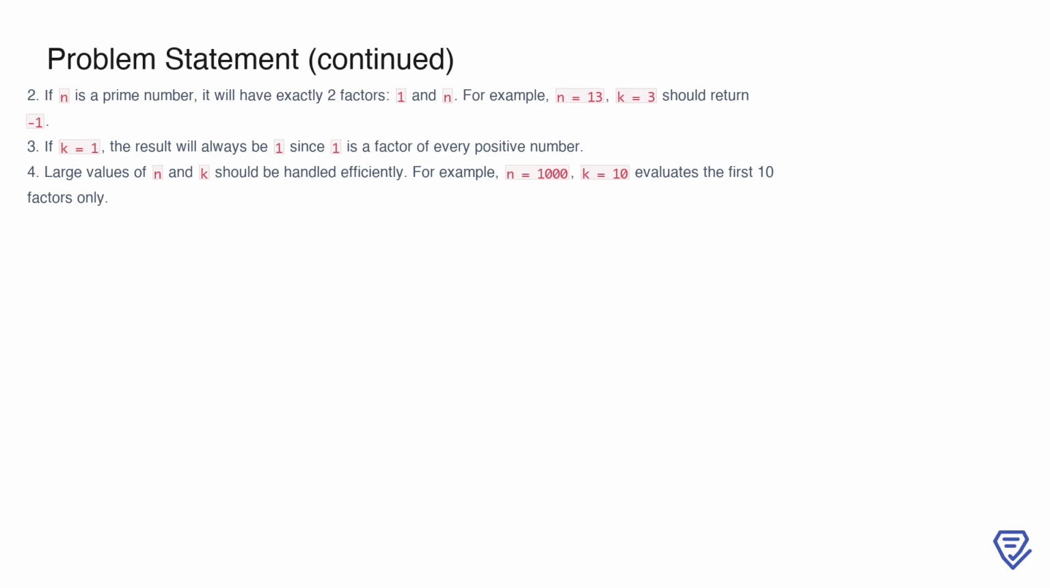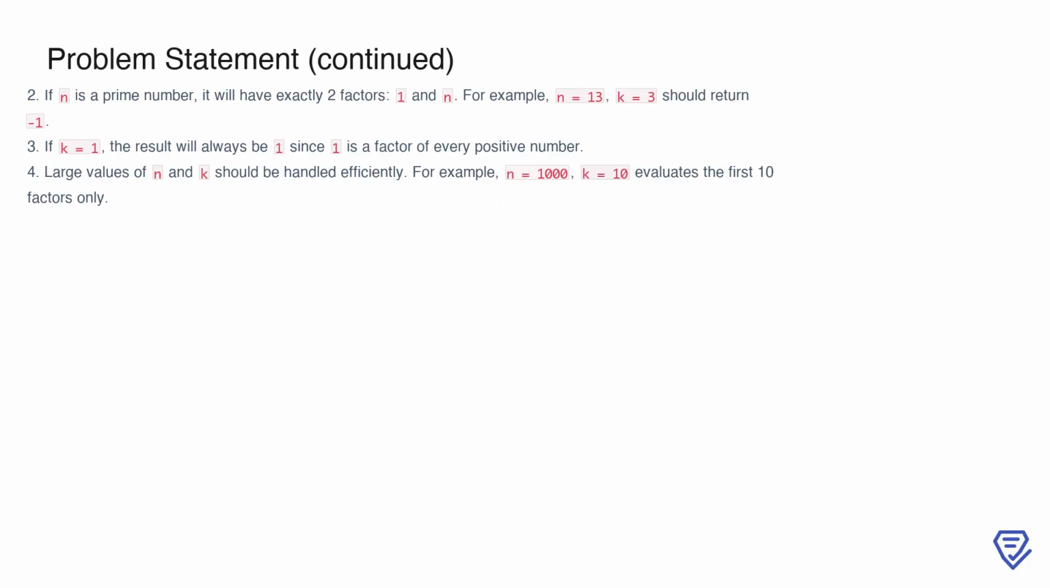If n is a prime number, it will always have exactly 2 factors, 1 and n. For example, if n equals 13 and k equals 3, the output should be -1 because there are only 2 factors. Also, if k equals 1, the result will always be 1, since 1 is a factor of every positive number.